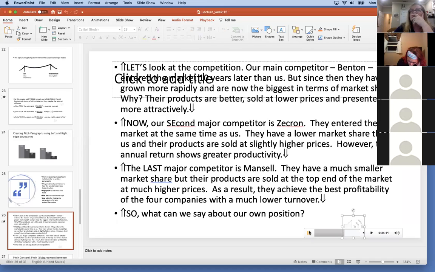The last major competitor is Mansell. They have a much smaller market share, but their products are sold at the top end of the market at much higher prices. As a result, they achieve the best profitability of the four companies with a much lower turnover. So, what can we say about our own position?